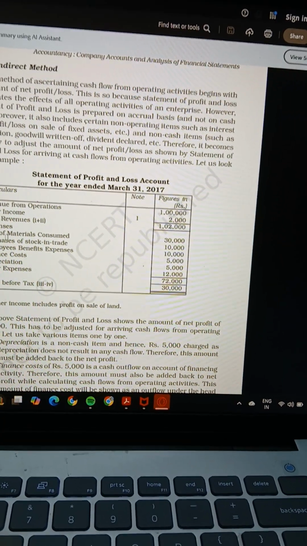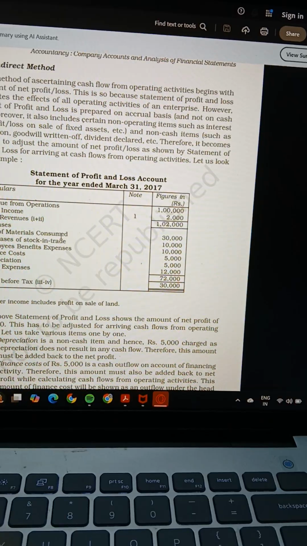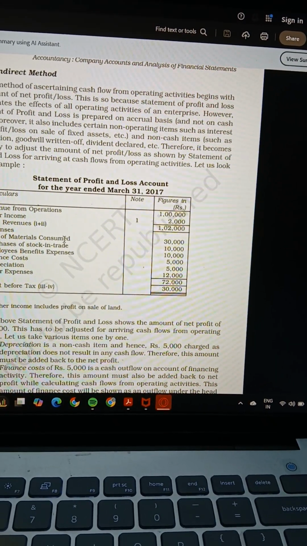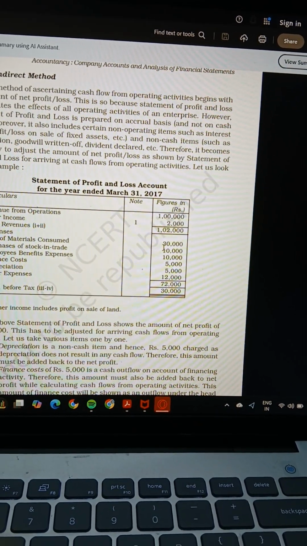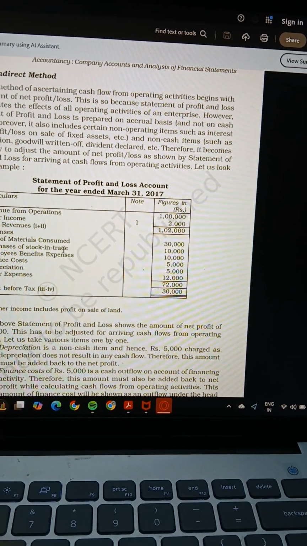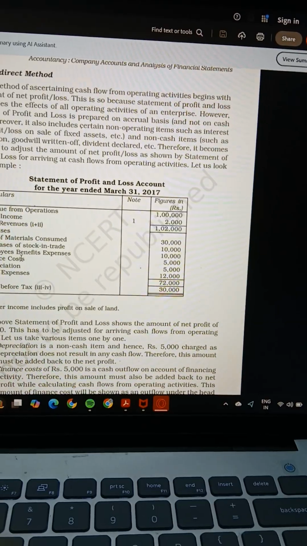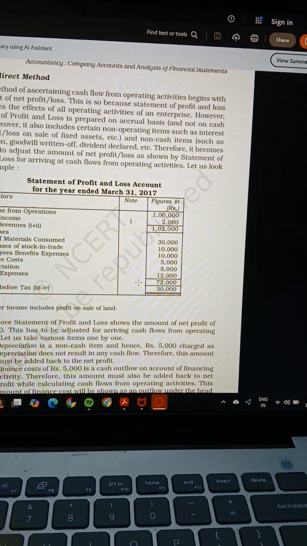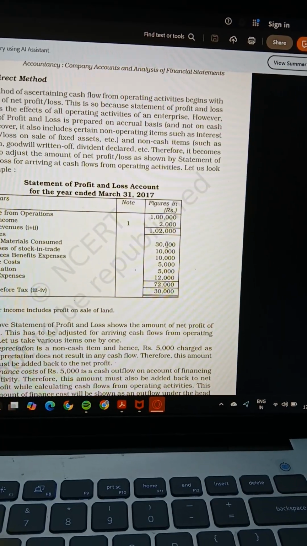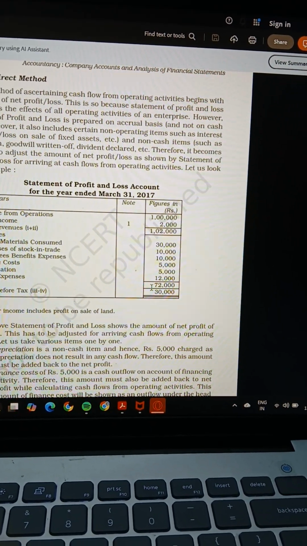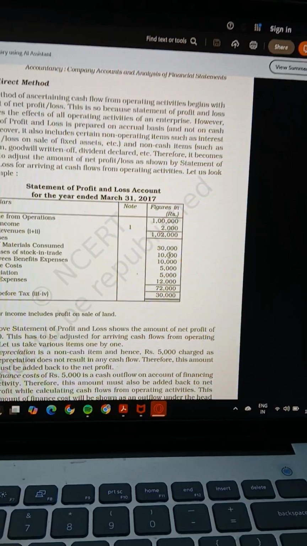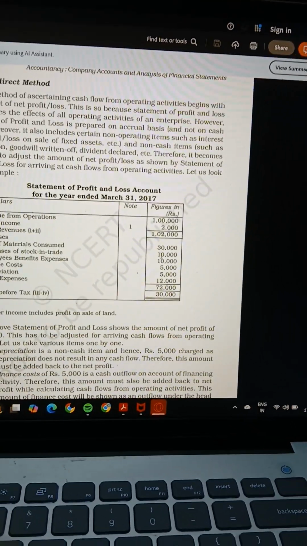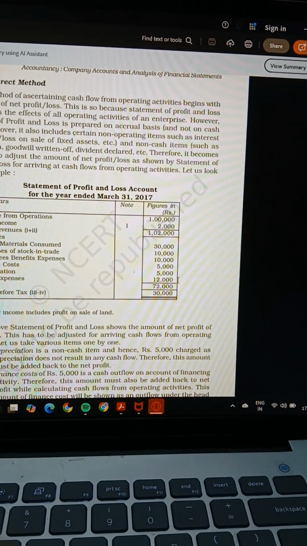Then expenses. Under the head expenses, the cost of materials consumed means the materials already used in the production process. The raw materials, 30,000. Purchases of stock in trade, 10,000. Employee benefit expenses, then finance costs, depreciation, other expenses. Then we add the total of all these expenses to arrive at the total expenses amount. By adding all these items, we get the amount 72,000.